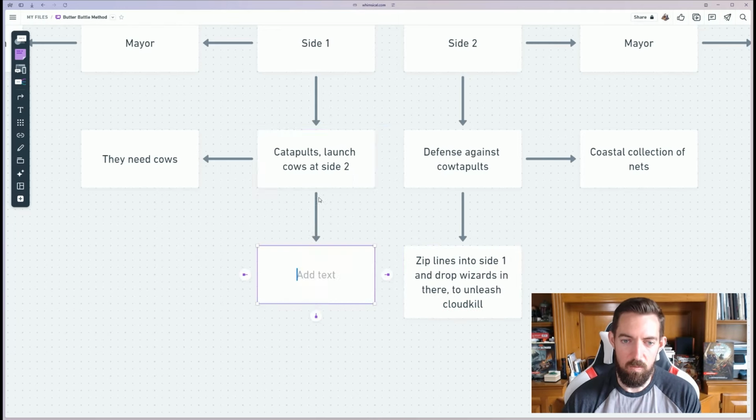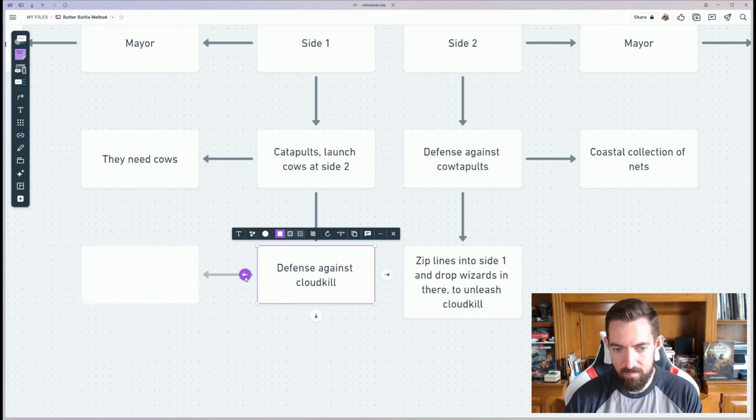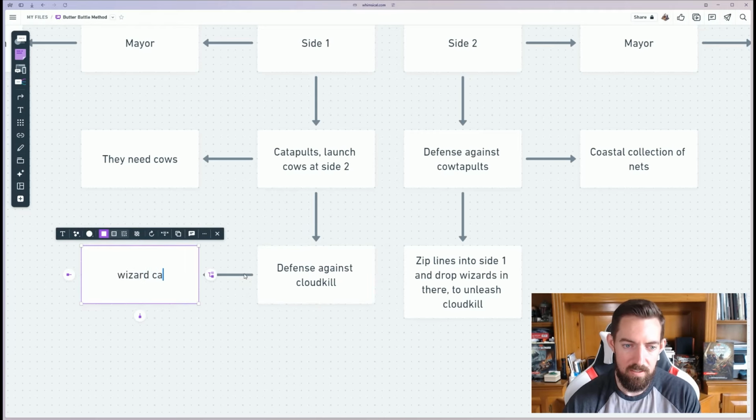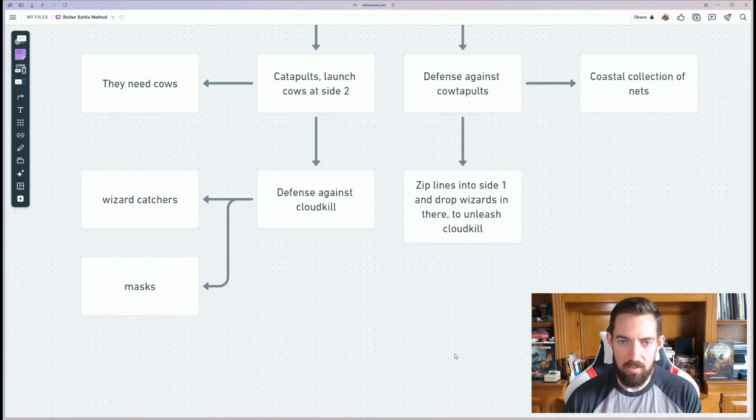Okay, so side one now has to determine, we want some sort of defense against Cloud Kill. What are they going to do? Is it certain areas where you have to catch the zip line? Wizard catchers. Or maybe it's masks. Masks. But it's really just following this logical flow, right?